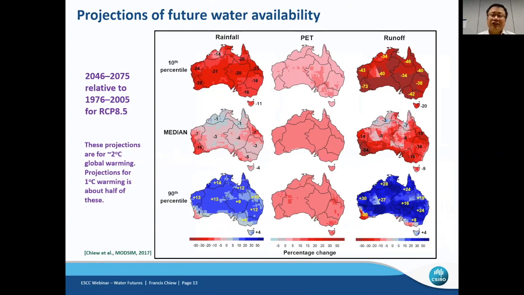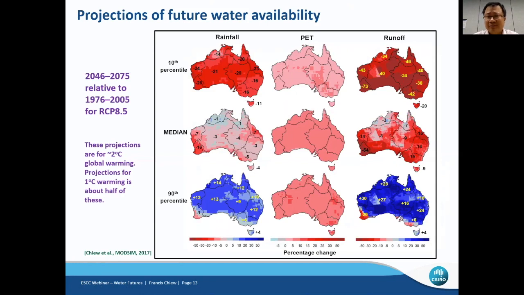So I might pause there and flick this onto the screen, because this represents possibly the latest projections that we have put out and published, and the numbers are available. What I've shown on the screen here are projections of future water availability, or projections of changes in median streamflow for the time slice 2046 to 2075 relative to the 1976 to 2005 period for RCP 8.5. RCP 8.5 represents the high end of emission scenarios.